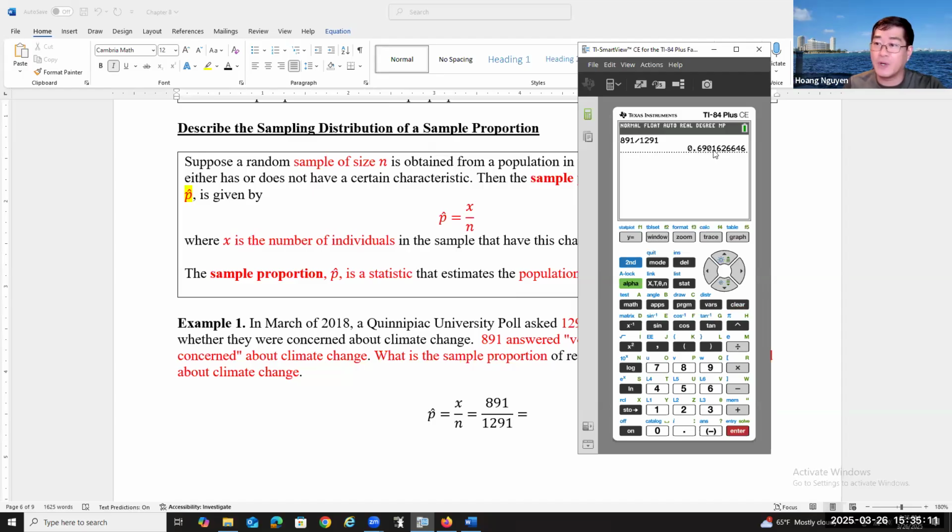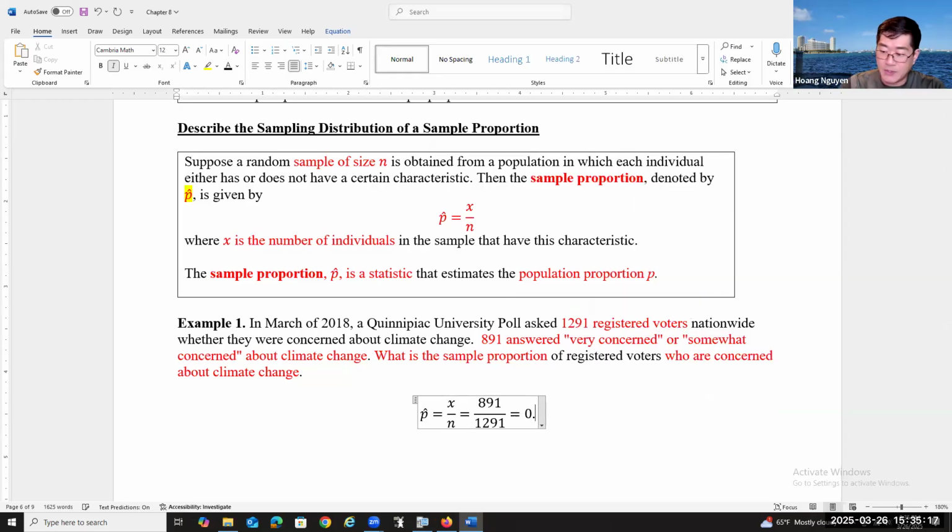I'm going to round the answer to 4 decimal places. So we get the answer 0.6902. This is the sample proportion, and this is how we calculate the sample proportion based on the given formula, p hat equals x over n.